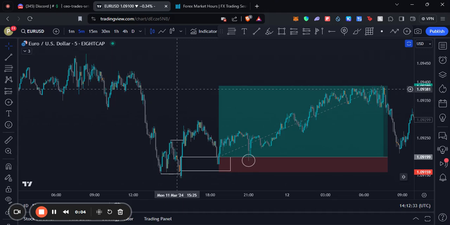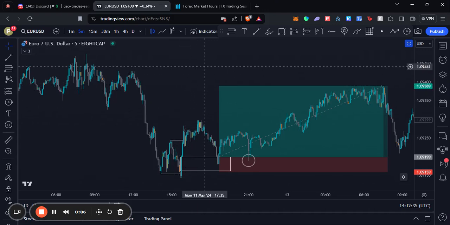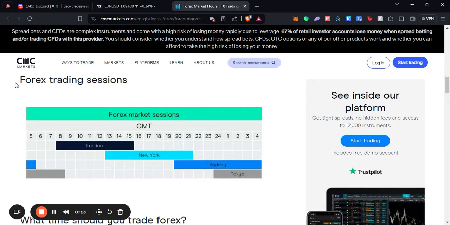Guys, so in today's video, I wanted to talk to you all about the different Forex trading sessions and how to navigate them correctly. Now, if you were to go onto the internet and type in Forex trading sessions, you'll be greeted with this sort of schematic, which then you can interpret to your own time zone.